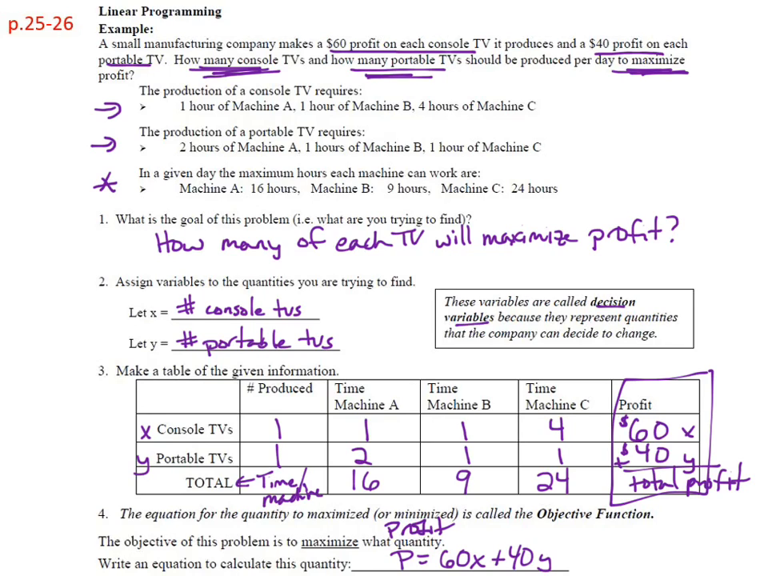All right. So now remember that there are limitations. Looking at machine A, it can only work for 16 hours. Machine B can only work for 9 hours, and machine C can only work for 24 hours. It can work all day. That one's the good one. Not much maintenance required there, huh?